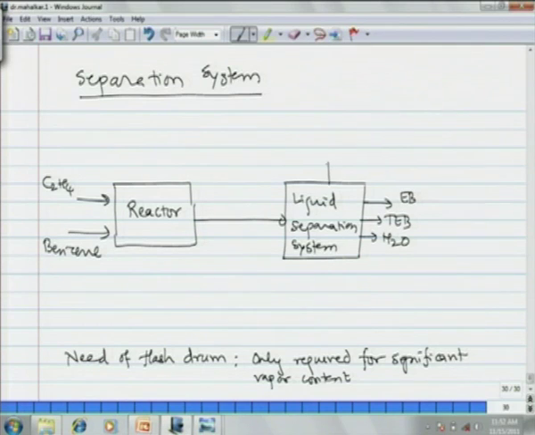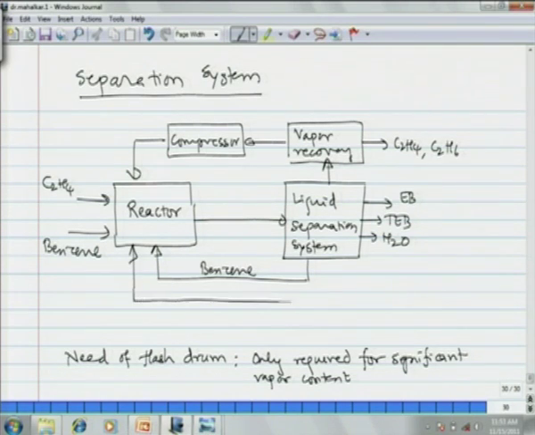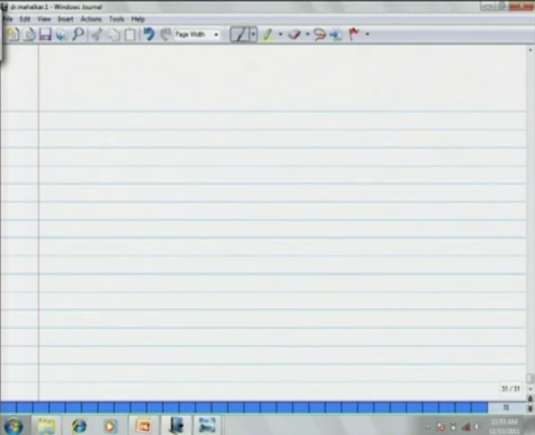And then we have a vapor recovery system, which gives rise to purge and recycle streams. In the recycle, we have a compressor that we had shown earlier, and for the liquid separation system, we have two products that are recycled, benzene and diethyl benzene. And finally, we give the general structure of the flow sheet, where we elaborate on the liquid separation system.